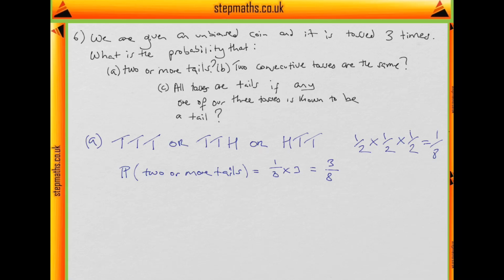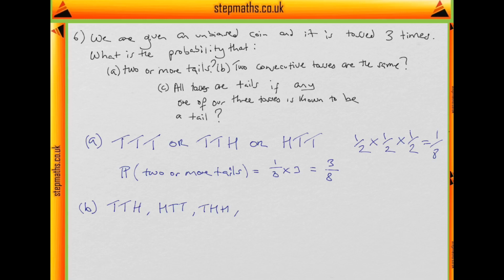Now on to part B. Part B wants us to find the probability that 2 consecutive tosses are the same. Again, we're going to list out the combinations in which this can happen. We have the same ones as before. We could have tail, tail, head. Or head, tail, tail. But this time it's only 2 consecutive tosses of any, so it could be 2 heads. So this time we could also have tail, head, head.